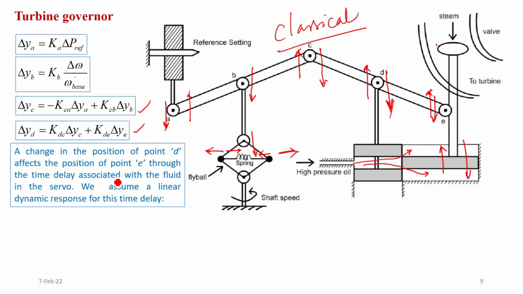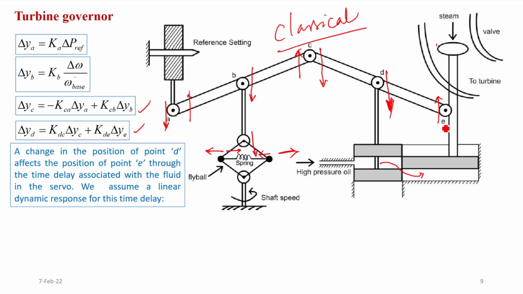Now, a change in the position of point D. This is a little bit harder to understand. A change in the position of point D affects the position of point E through the time delay associated with the fluid in the servo here. Because you can see here, suppose point D position is going down. Now what will happen? The high pressure oil will pass through this. Now it will go up, right? So point E is going up.